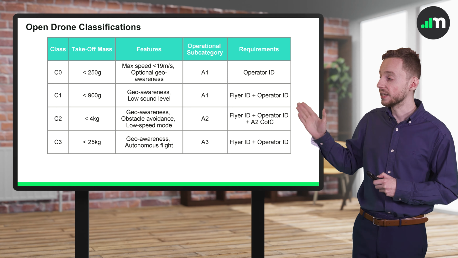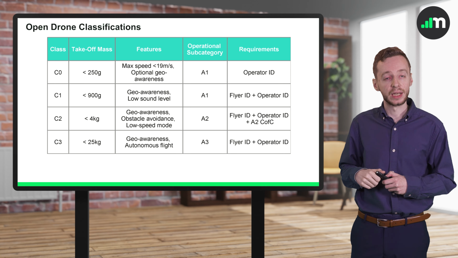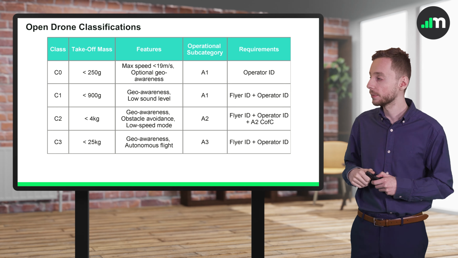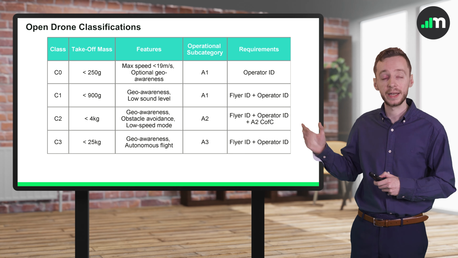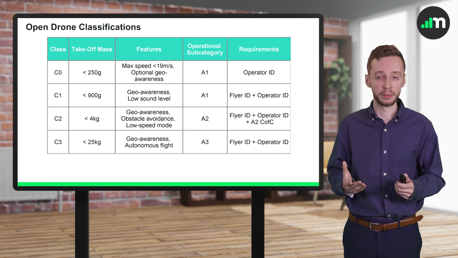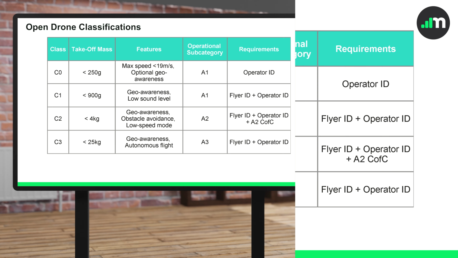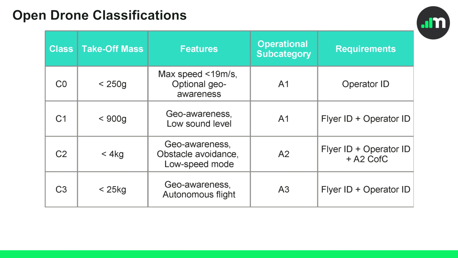Next, we've got the C3 category. So this is drones that are less than 25 kilograms. We've got geographical awareness once again, and they can support autonomous flight. So this is no requirement for a UAV controller for that specific UAV. Now, the operational subcategory we see here is A3.